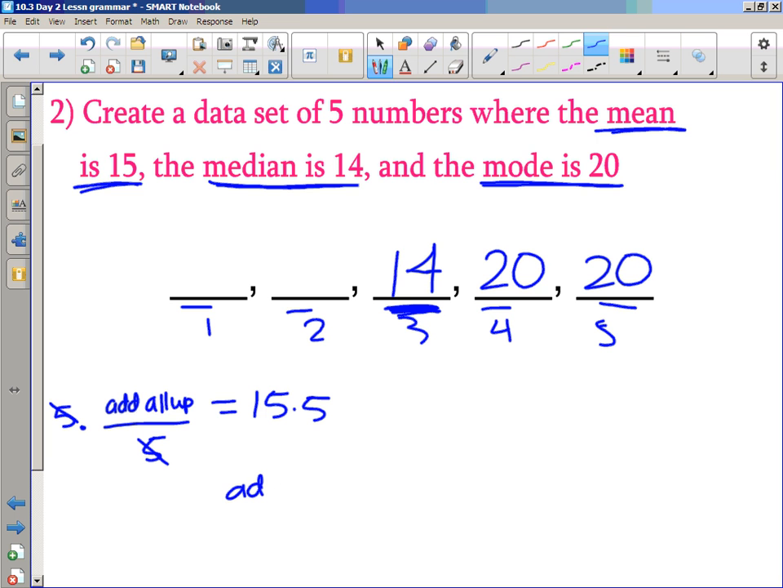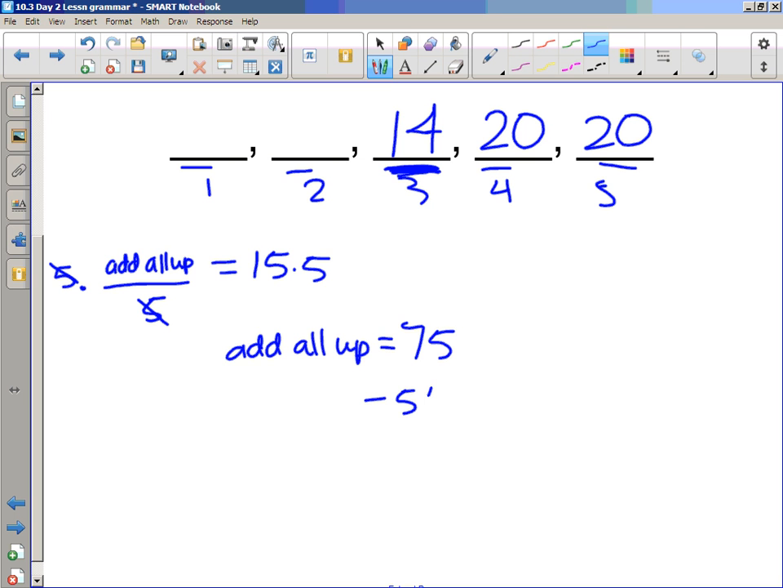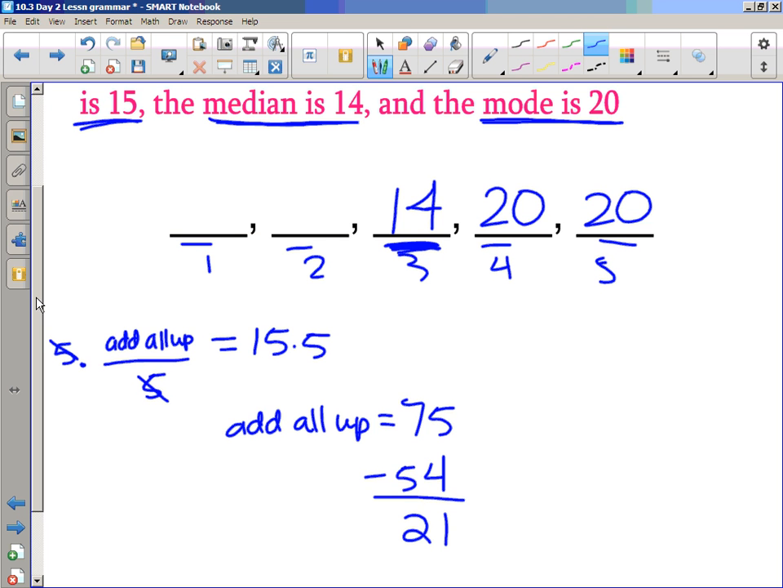So that means when I add up all my numbers, it has to equal 75. Well, I already have 3 of my numbers, so I'm going to add those up. I get 54. So I'm going to subtract 54 from my total. I get 21 left over. So that means these last 2 numbers have to add to a total of 21. So I'm going to pick 10 and 11, and they have to be smaller than 14 because we're writing them in order, remember. So 10 plus 11 equals 21.